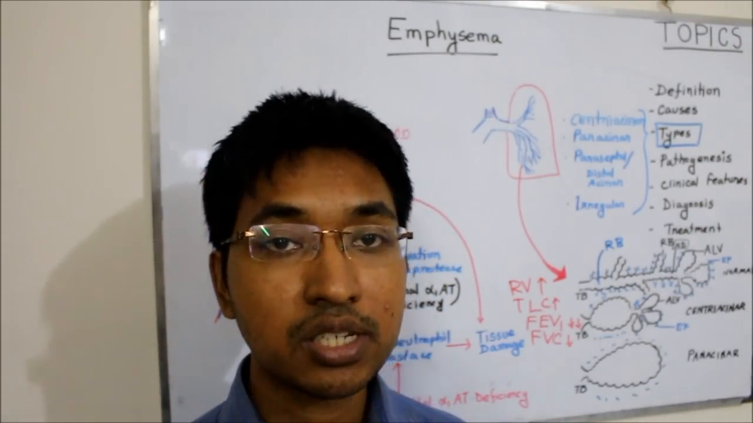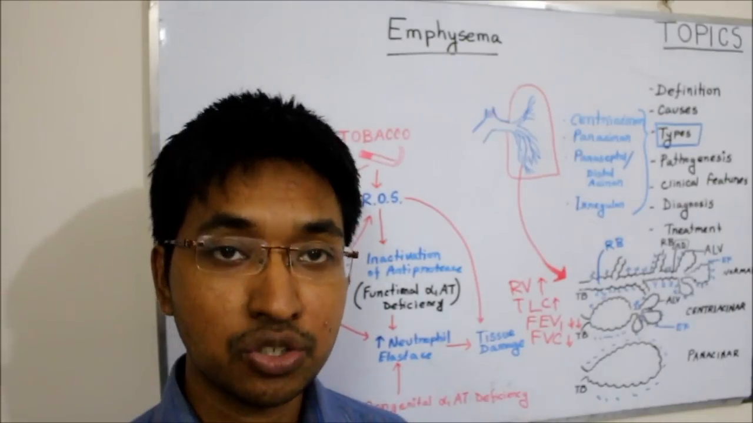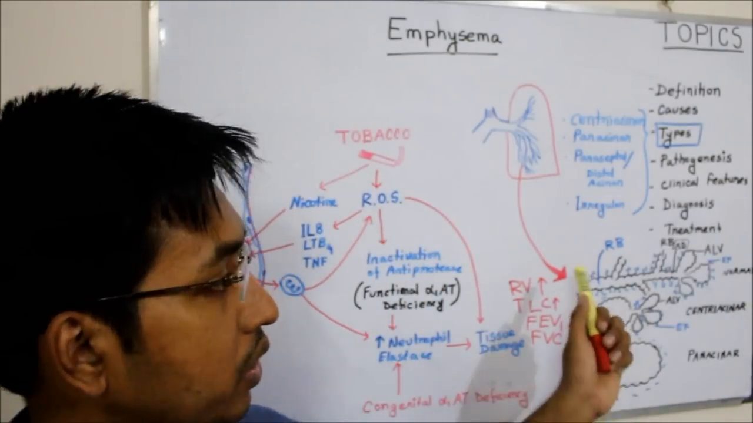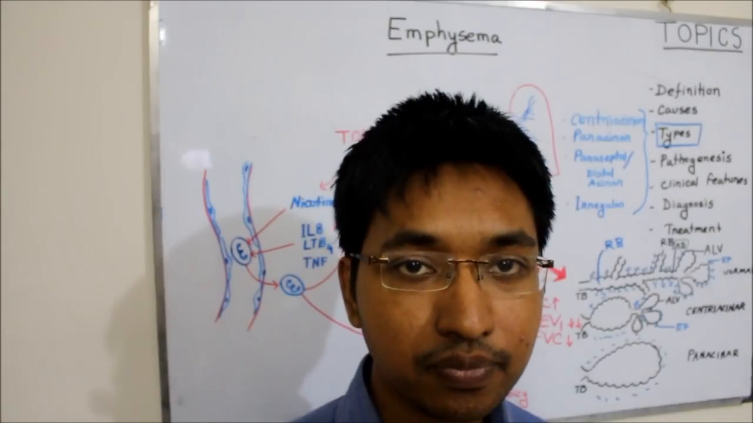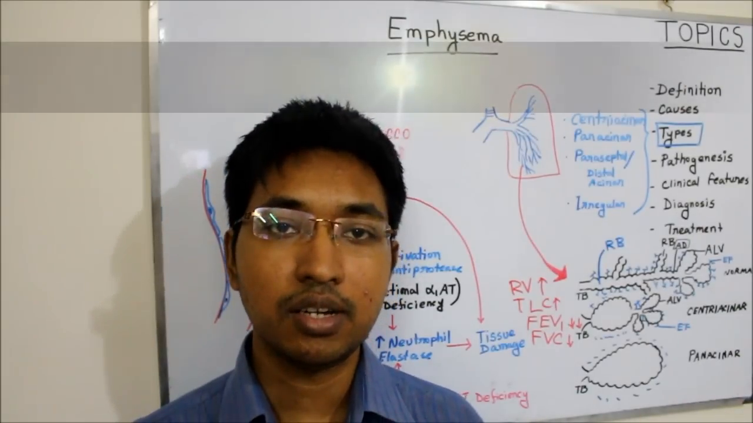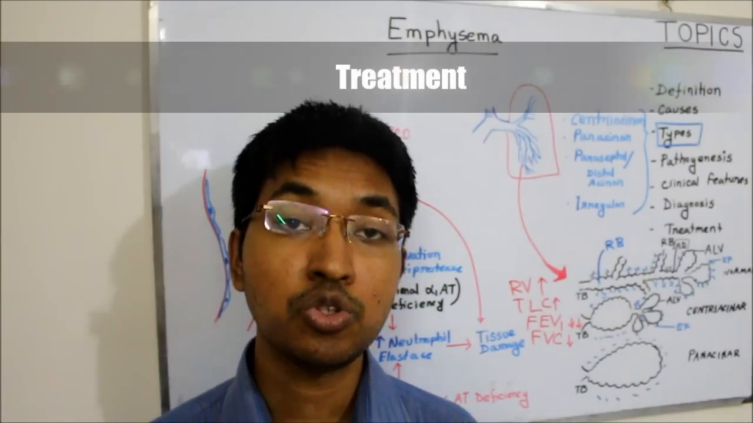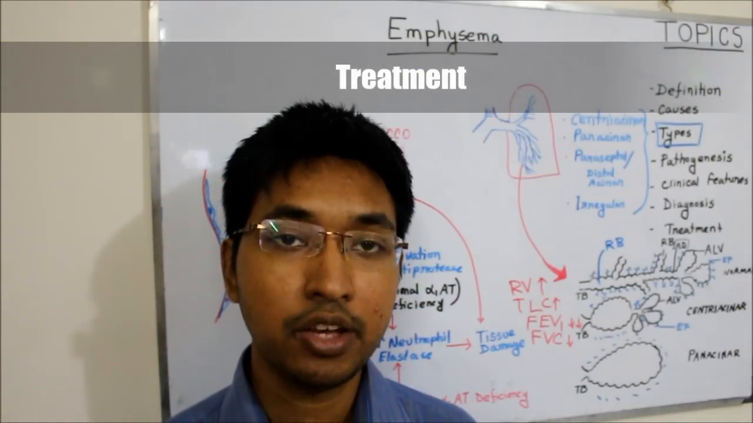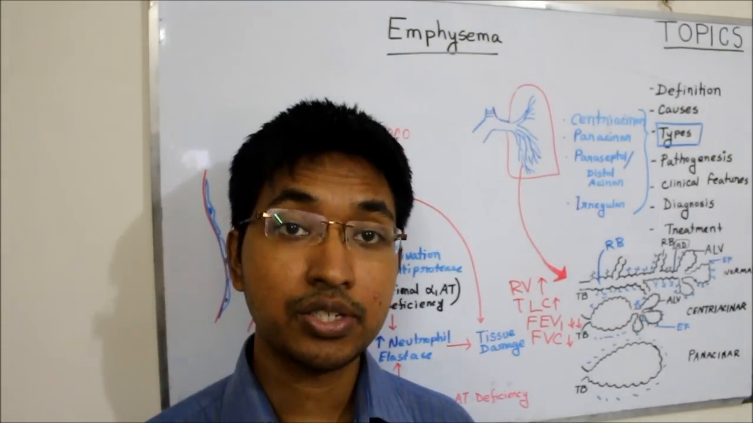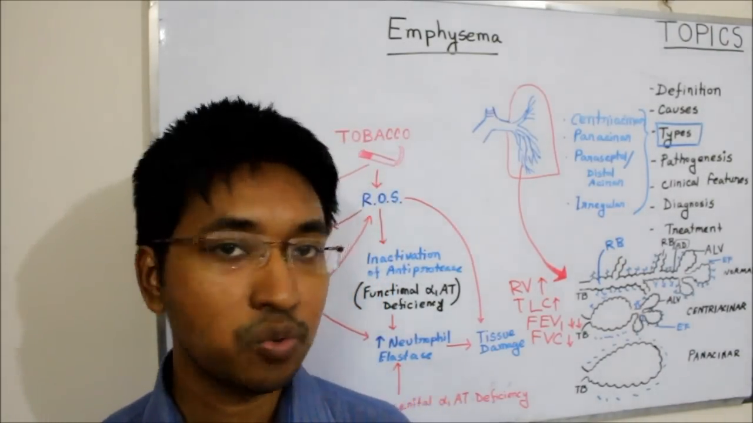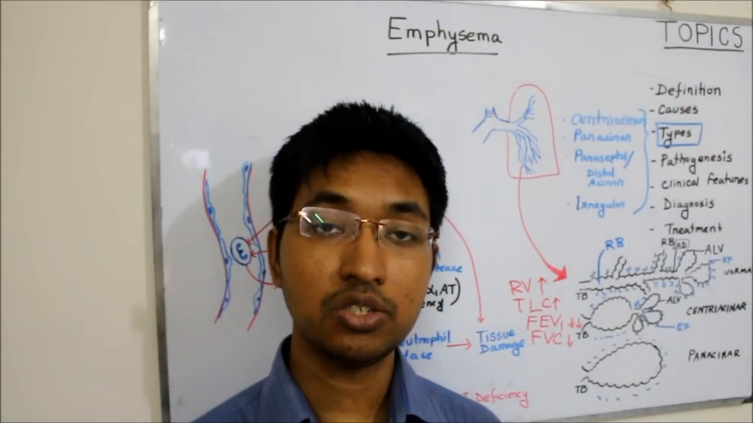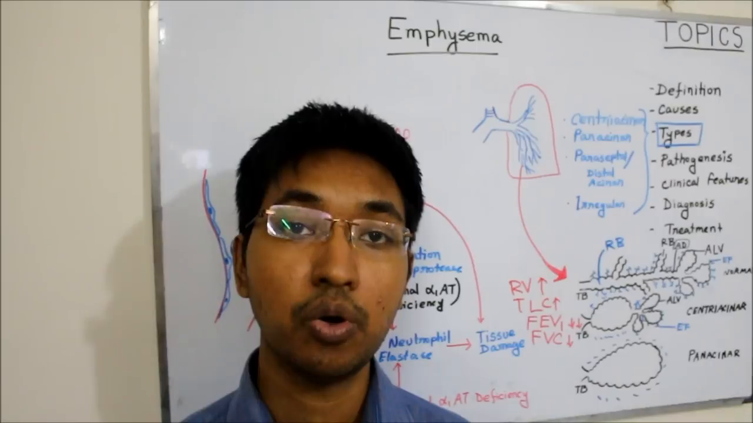So now that we have discussed the lung function test and chest X-ray finding, now we will move on to the last topic, and that is the treatment of emphysema. So how can we treat emphysema? Now recall that smoking was the most common cause of emphysema, so cessation of smoking must be the first thing to do, because otherwise the rest of the treatment won't work. So the first thing to do is cessation of smoking.